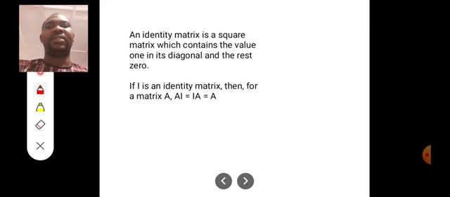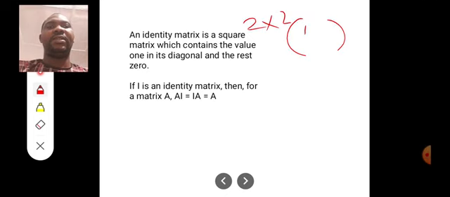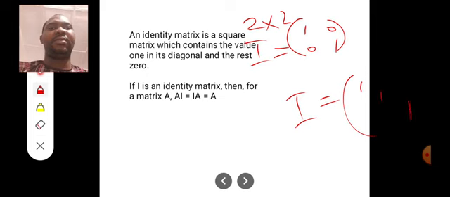Next is the identity matrix. An identity matrix is a square matrix which contains the value 1 in its diagonal and the rest are 0. For a 2 by 2 matrix, the diagonal is 1 while the rest is 0. So this is the identity matrix for a 2 by 2 matrix. If it is a 3 by 3 matrix, the diagonal is 1, 1, 1, and the rest is 0, like this.